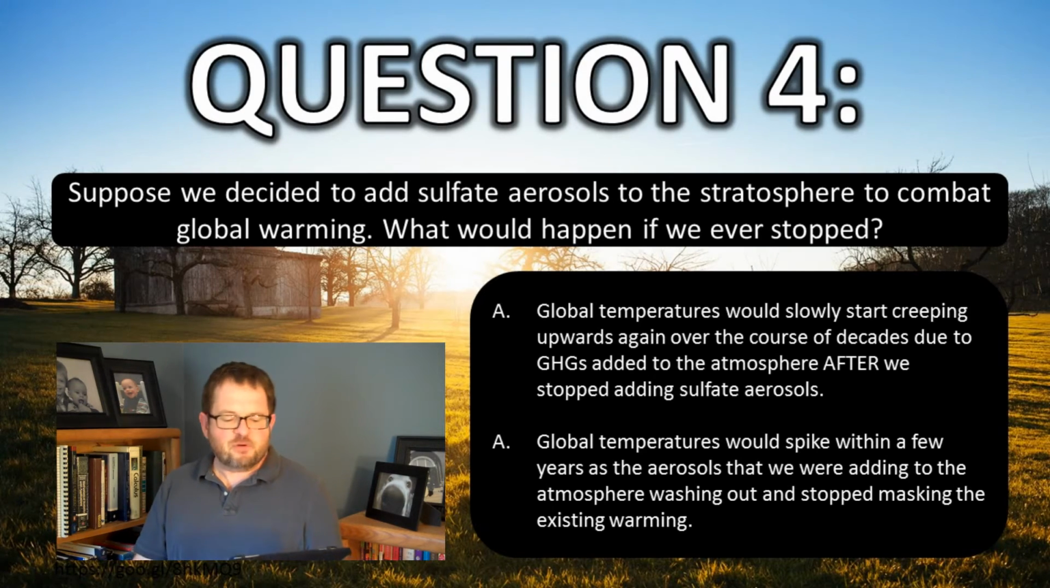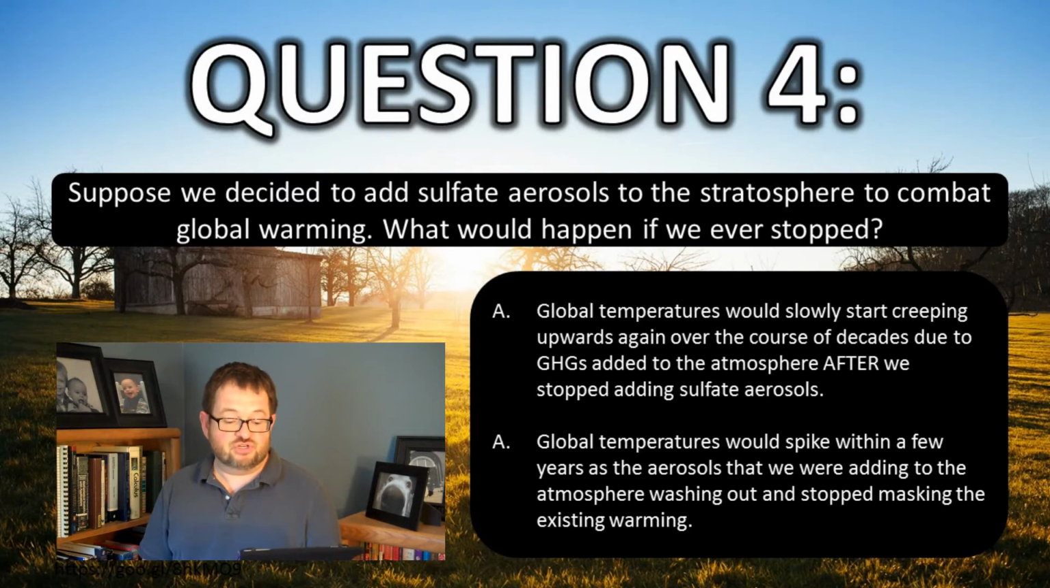Question 4. Suppose we decided to add sulfate aerosols to the stratosphere, that's just one of the higher layers of the atmosphere, to combat global warming. What would happen if we ever stopped? Now, I'm only giving you 2 options here. Obviously, one should be A and one should be B. I don't know why they're labeled A and A here. The top one is A, obviously the second one is B.